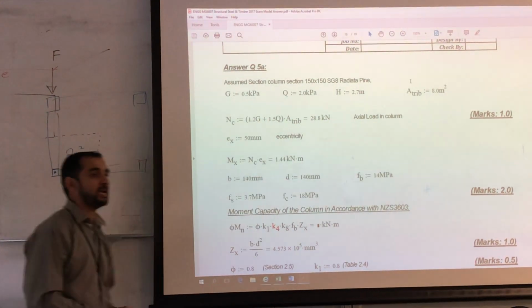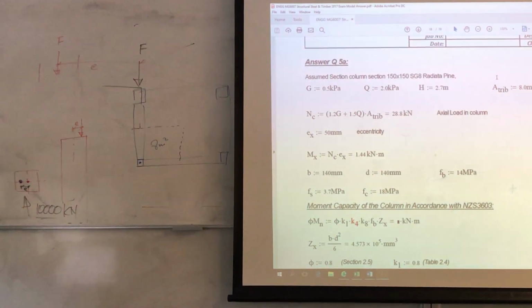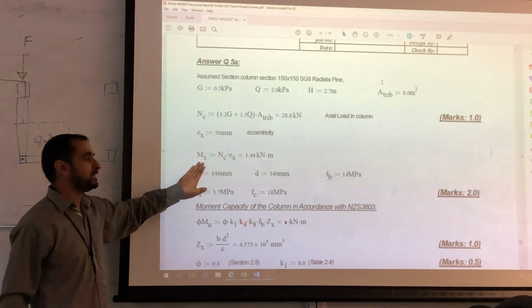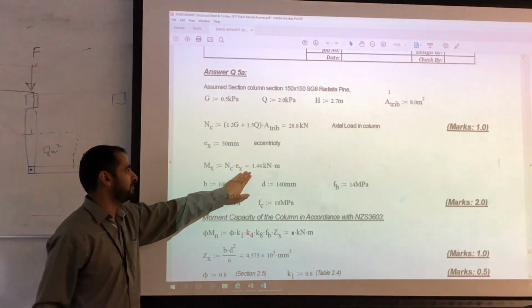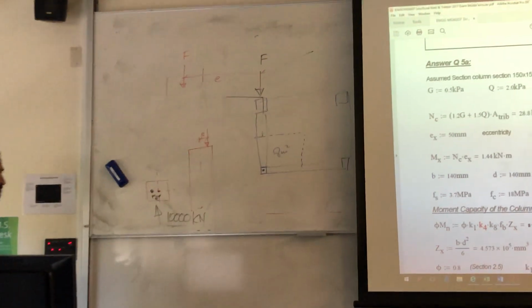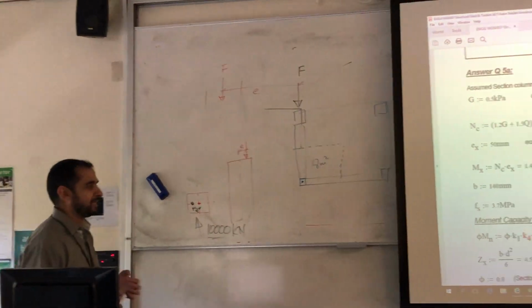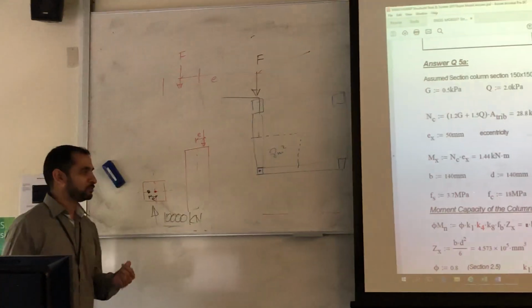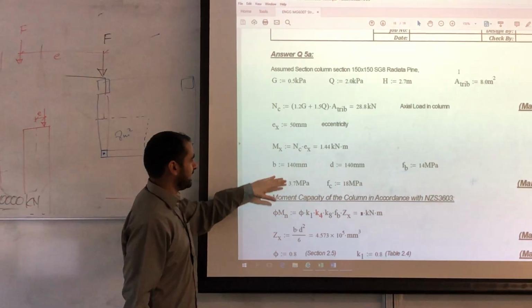It has become 28.8 kilonewton of axial load. Then eccentricity is given, so the moment is equal to NC times EX, and it's 1.44 kilonewton meter. Of course, it's not a huge moment, but it's timber. We're not in steel anymore or concrete, so it could create a lot of trouble. And let's see what happens.